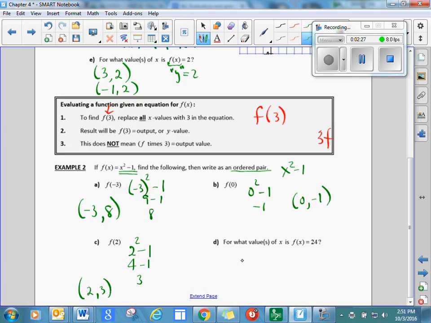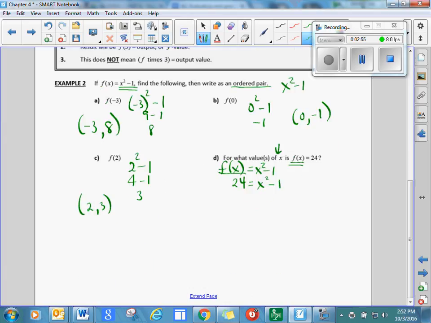This is a little bit different. For what value of x is f of x equal to 24? This is the output. Now they're not giving us the input. They're asking us for the input if the output is 24. So let's remind ourselves that f of x, our equation, is x squared minus 1. They're saying, when is this 24? What value of x makes that true? So now we have to solve. We're going to get x alone.